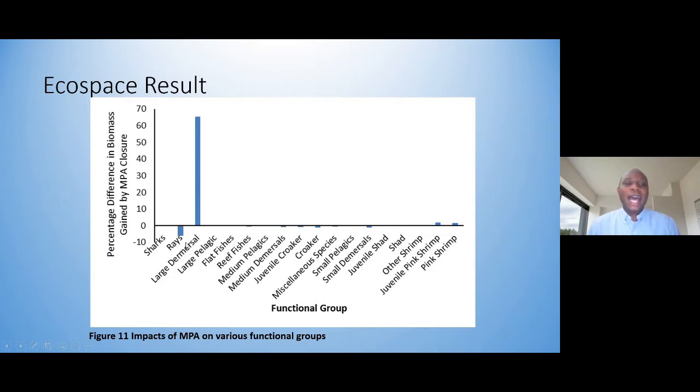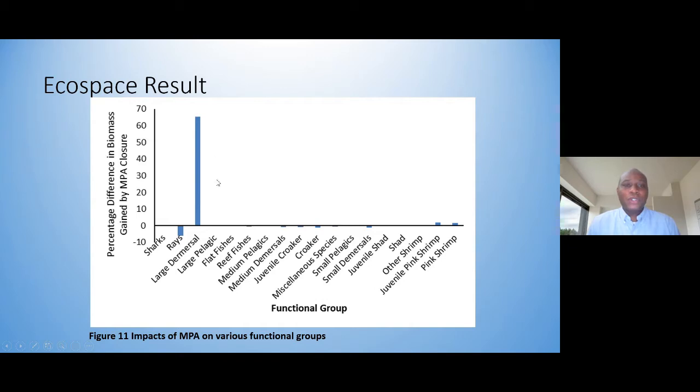You would see that large demersals actually seem to be doing very well when the first 5 nautical miles are closed to fishing. So if the fisheries management institutions are interested in pursuing a policy that protects large demersals, then they may strictly enforce that 5 nautical mile no trawl zone.